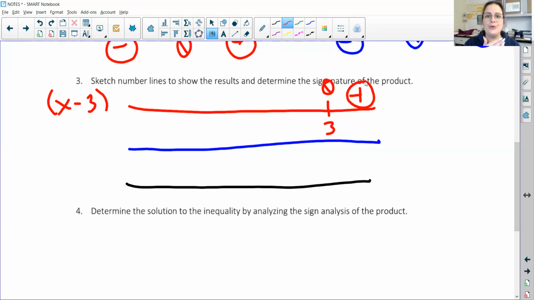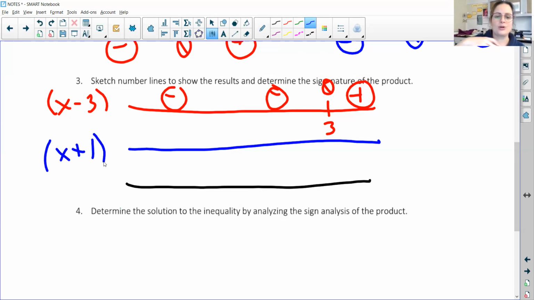If it's below 3, it's going to be negative. I'm just going to put a couple negatives here to represent that. Okay, so just looking at that factor. Now, just looking at the x plus 1 factor, the important number in this case is -1.